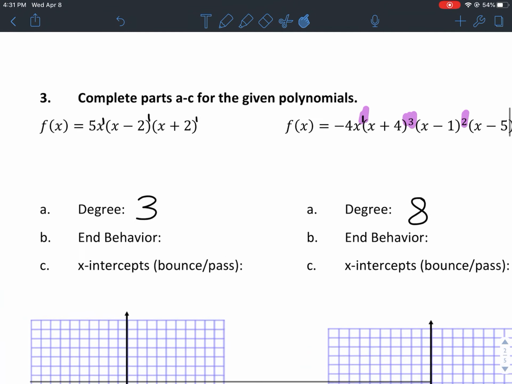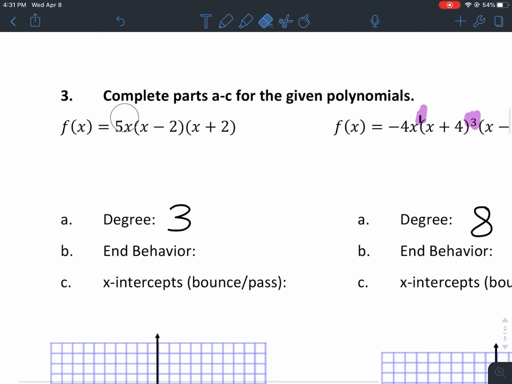Okay, so next thing I'm going to look at is the end behavior, and it's the same as in the first 2 problems. I look at the a value. The a value in this one is 5. 5 is a positive number, so it's going to go up to the right. And then I consider the degree. Since the degree is odd, 3 is an odd number, it's going to go down to the left.